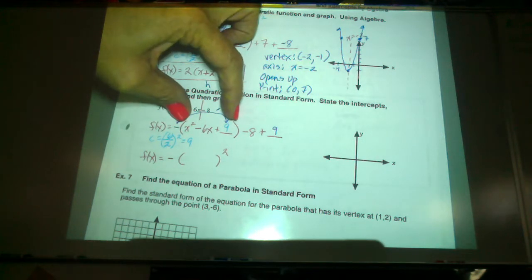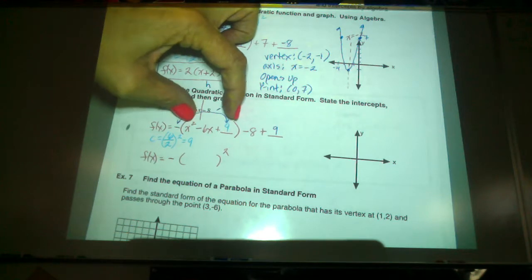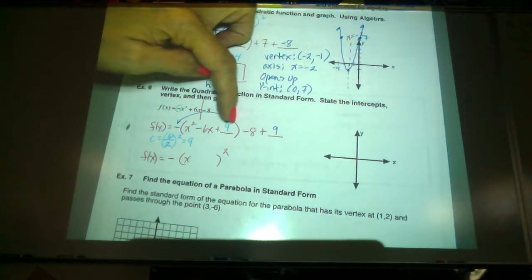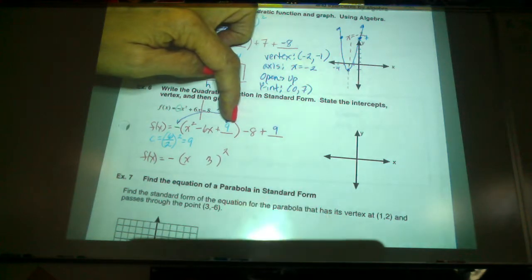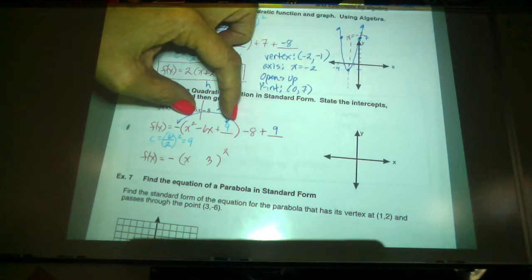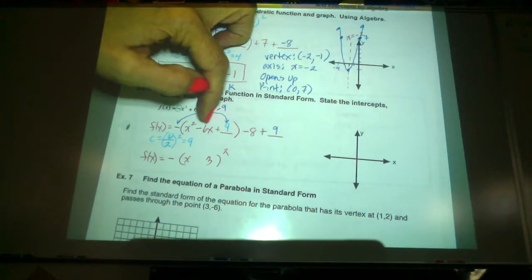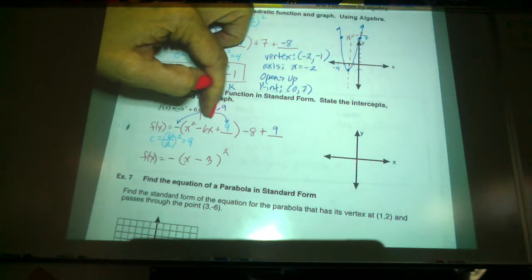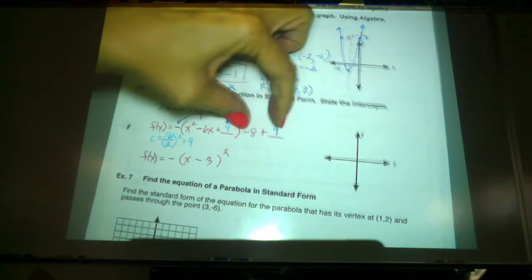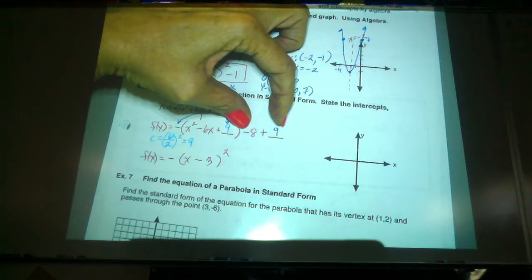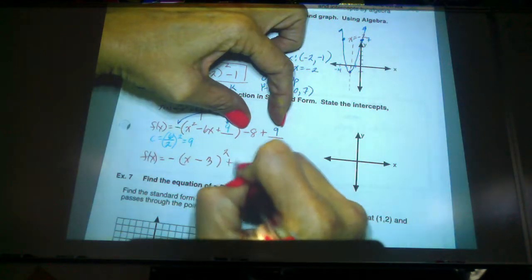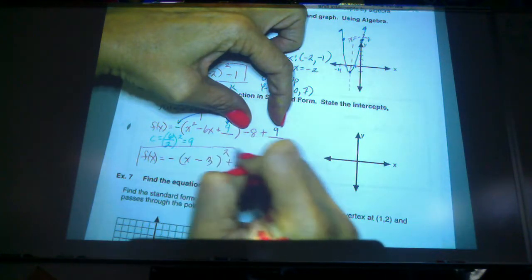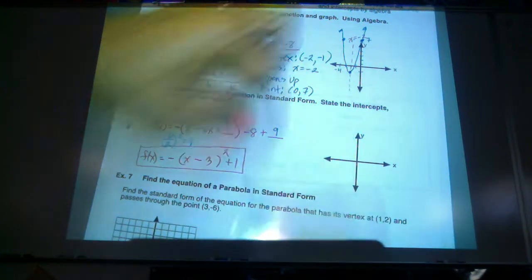Take the square root of your bookends. Square root of x squared is x. Square root of 9 is 3. How do I know what my middle sign is? Middle term, middle sign. So because my middle term was negative, my sign inside is negative. Don't forget to add those. What's a -8 and a positive 9? Positive 1. So here is your standard equation or vertex form of that parabola.